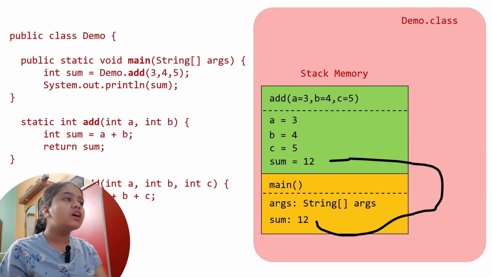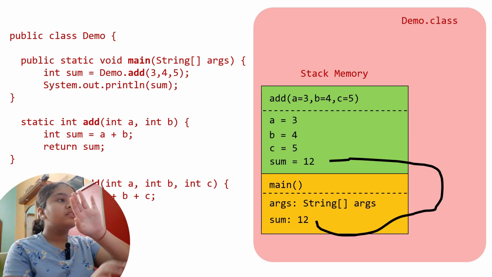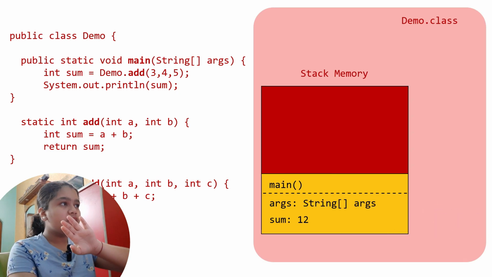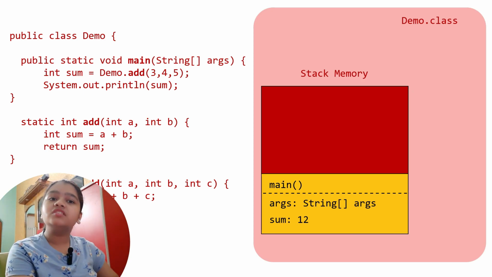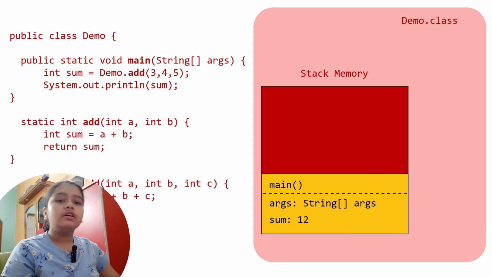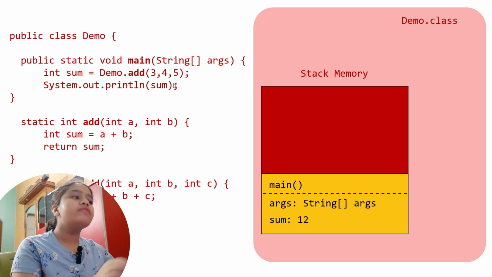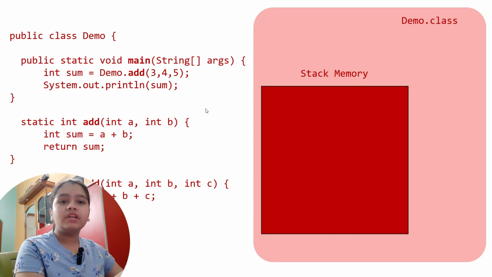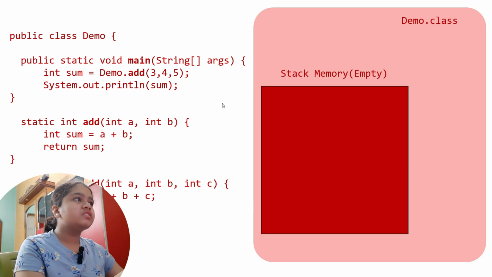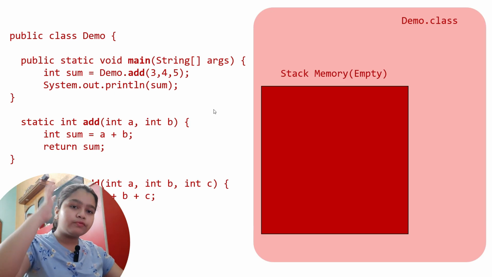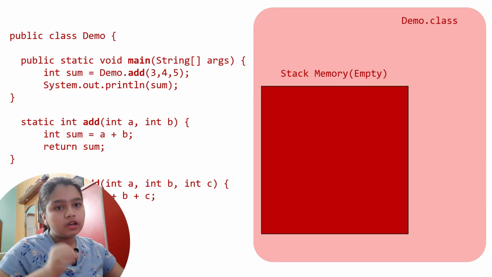So what it does is, after its job is done, the add method's stack frame is popped off. Got it? It is deleted. So now we have only main. In the main method, it prints the sum. It prints 12, and after that main is also popped off. Now the stack memory is empty again. Got it? So this is the full thing that happens in the memory.